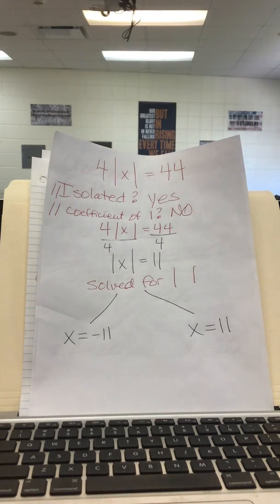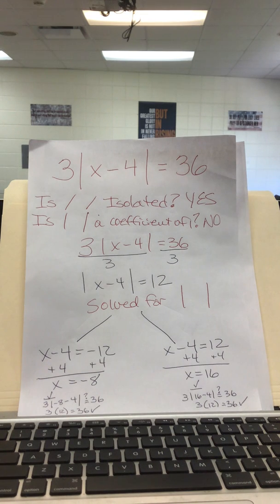If we need to get a coefficient of 1 because there's a value outside, we're going to divide just like we always did. If that was a fraction, if that 4 was a 1/2 times the absolute value of x, we would multiply both sides by the reciprocal, just like we do on our normal equations. Once we have solved for the absolute value itself, we split into our negative and positive options. Here, it was already isolated. We got a coefficient of 1. We split into our two negative and positive solutions, and we solved.